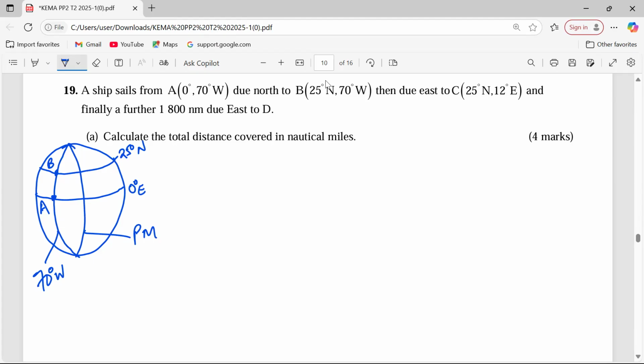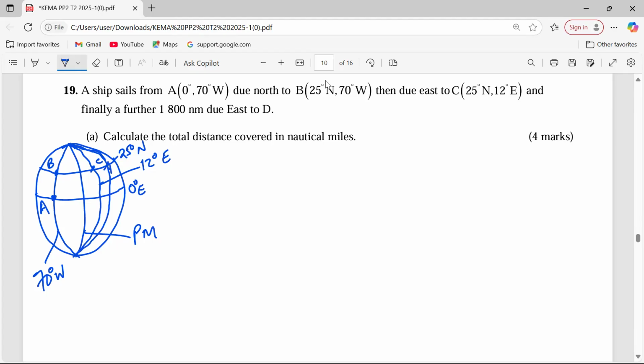After that now, it shall move towards the east until it is on point C, 12 degrees in the east. So this becomes our point C, 12 degrees in the east along the latitude, 25 degrees in the north. Finally, due east to D. So it shall move further to the east. It will continue along the same latitude and proceed until it is at D.